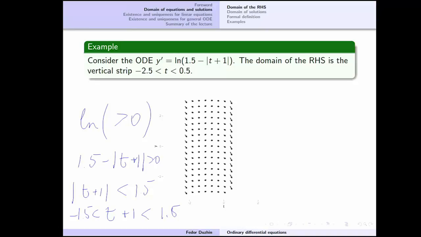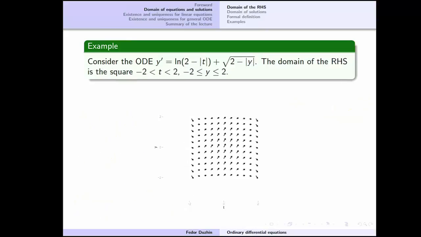And subtracting 1 we get that minus 2.5 is less than t and t is less than 0.5. Right, and that's how we got it. So the domain of the right hand side is given by this inequality. So geometrically it is a vertical, kind of infinite vertical strip. There is no restriction on y, but there is a restriction on t.